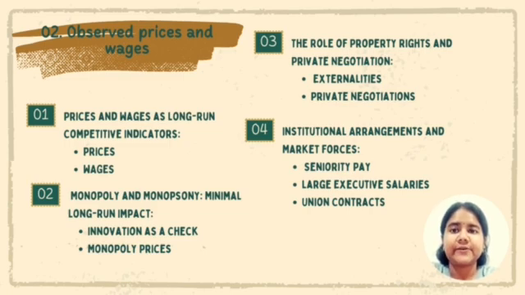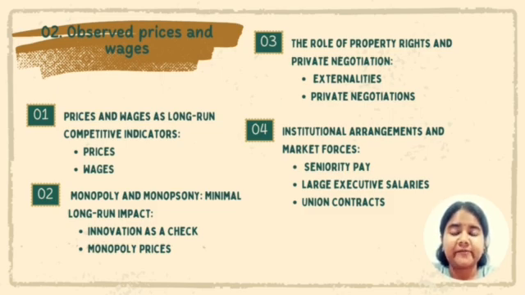The third point is the role of property rights and private negotiation. Establishing clear property rights and fostering private negotiations are seen as key tools to minimize externalities. Externalities are unintended costs or benefits that affect third parties. When we look into externalities, without clear ownership, resources can be overused, which is a negative externality like pollution, or underutilized, which is a positive externality like public parks.